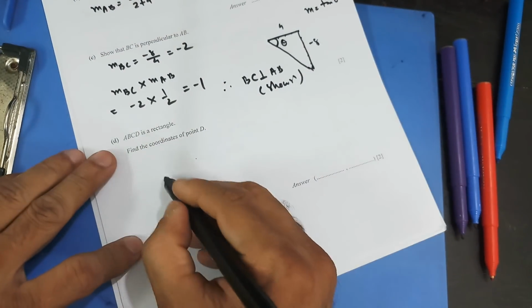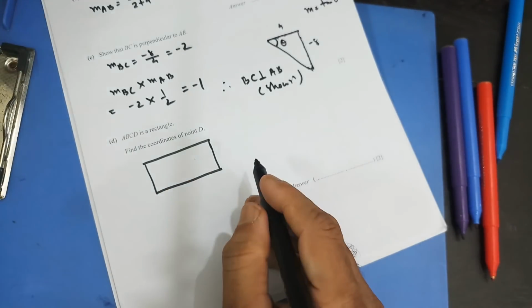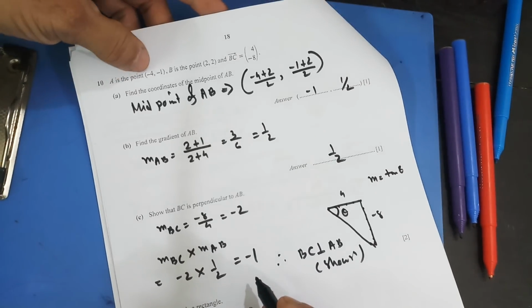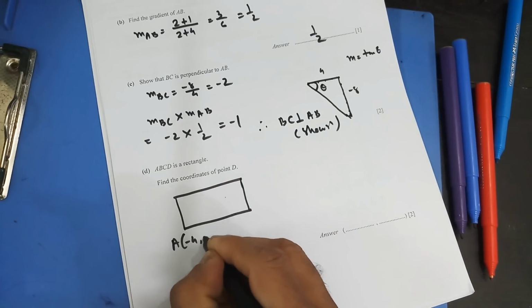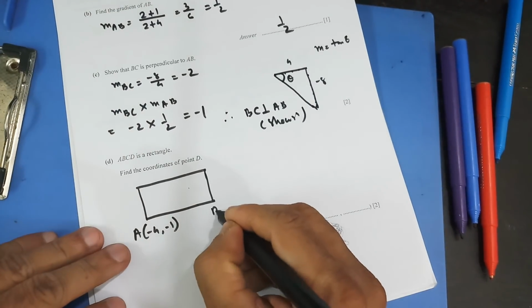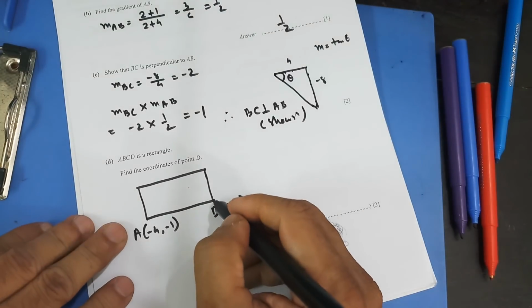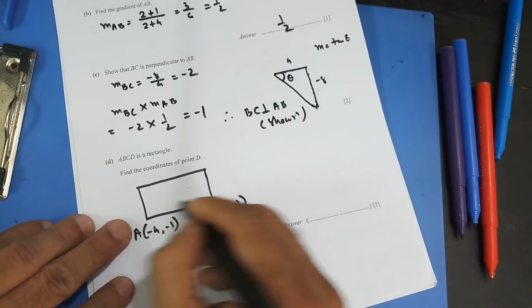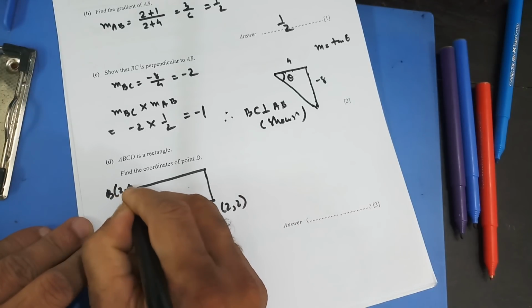Now ABCD is a rectangle. It doesn't have to be politically correct, you just put this one this way. Now A is -4, -1, so write down A over here, -4, -1. And B is 2, 2. Let B be here, 2, 2. And BC is 4, -8. Okay, let me put B over here. B is gonna be 2, 2.